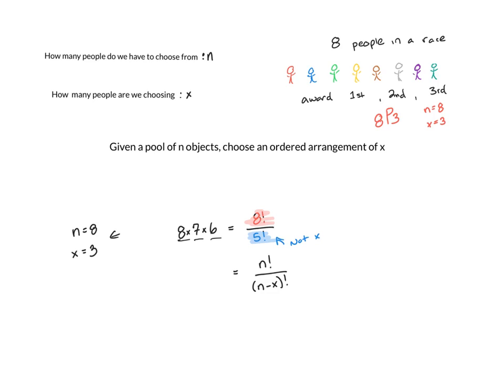This is the formula for permutations. So, if I write n choosing a permutation of x, this is the same as our formula right here.